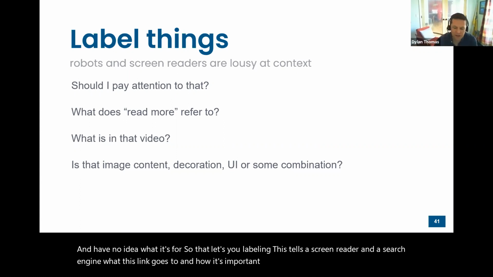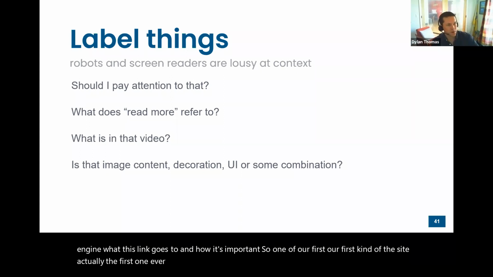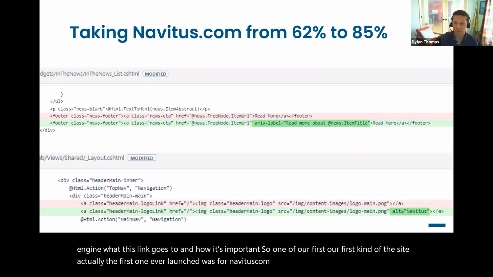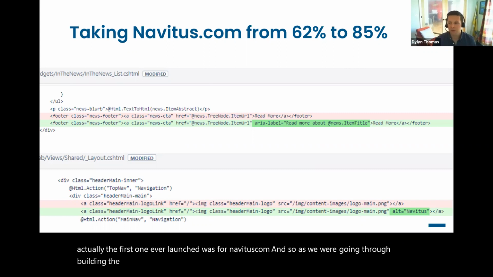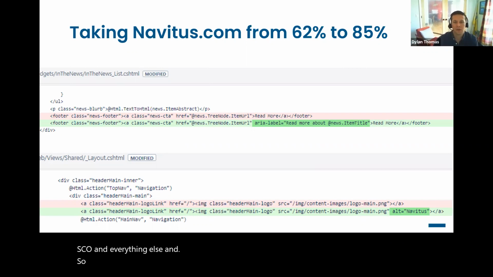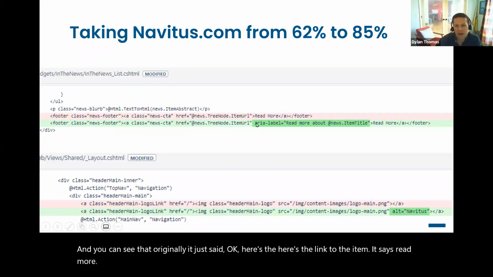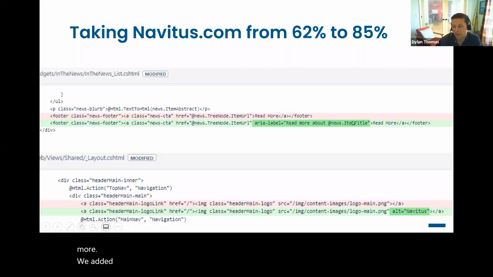Our first Kinnico MVC site, actually the first one ever launched, was for Navitus.com. As we were building the site, we were using Site Improve to score the site on accessibility and typos and SEO and everything else. We were at 62%. You can see that originally it just said, here's the link to the item, and it says read more. We added in an ARIA label, which screen readers and search engines use, and we just said read more about the news title.